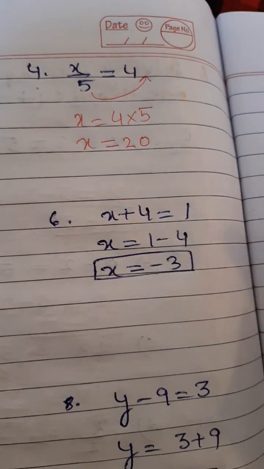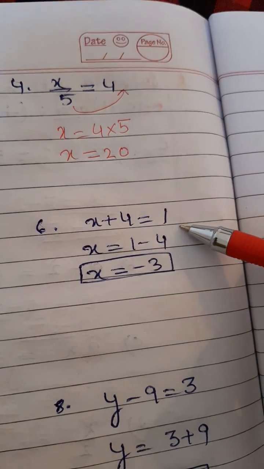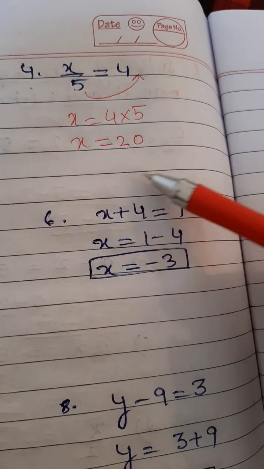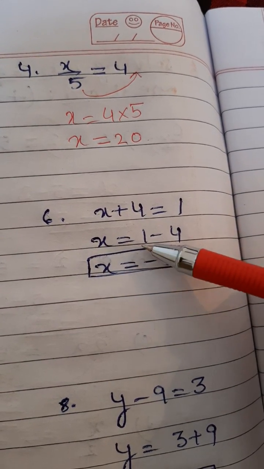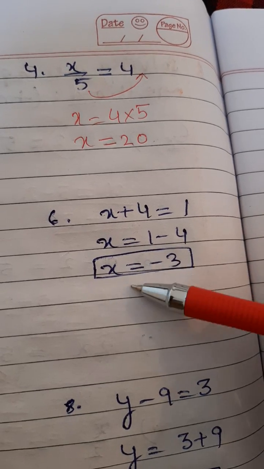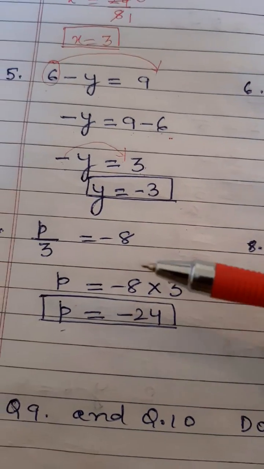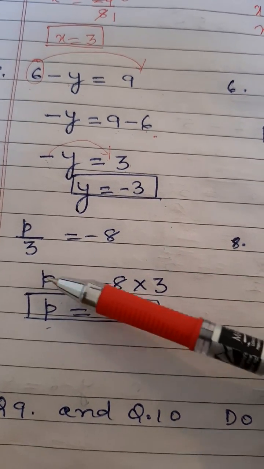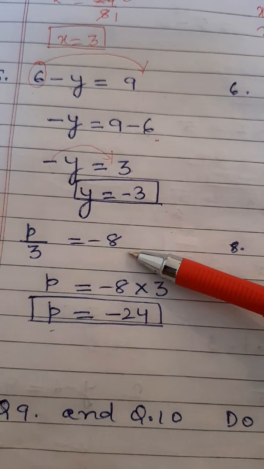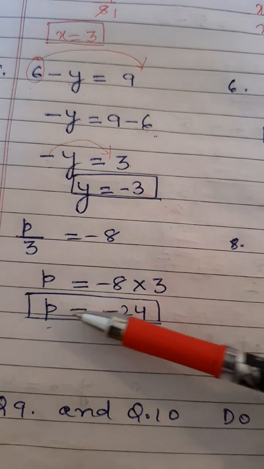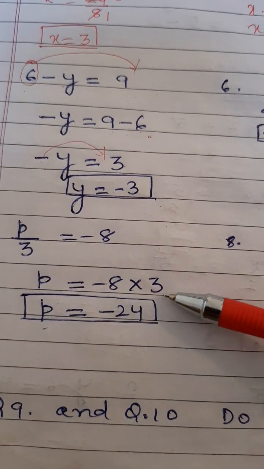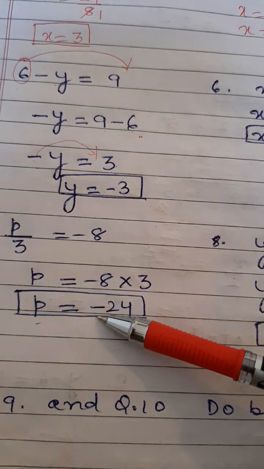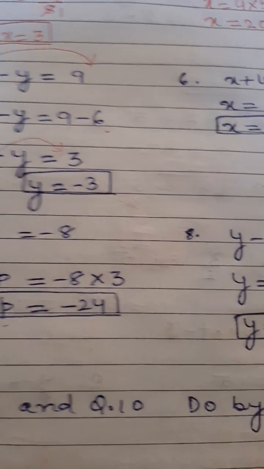Okay. Next is x plus 4 is equal to 1. So now transpose this 4, it will become x is equal to 1 minus 4. So x is equal to minus 3. And in the seventh part, p upon 3 is equal to minus 8. Now take 3 to the other side, it will get multiplied. P is equal to minus 8 multiplied by 3. So p is equal to minus 24.